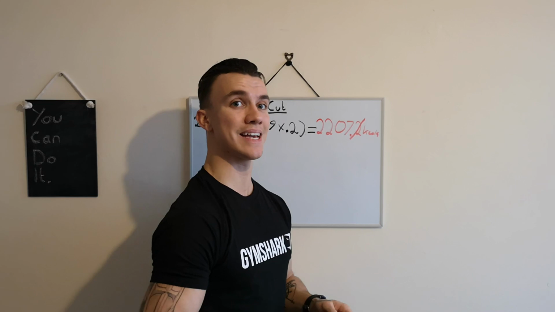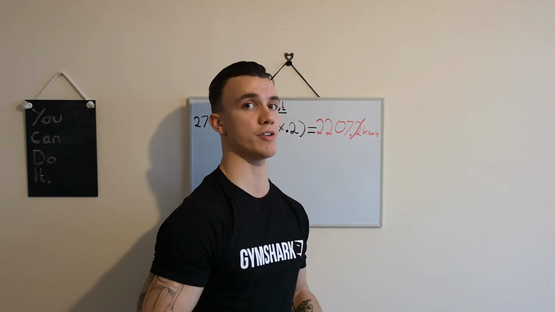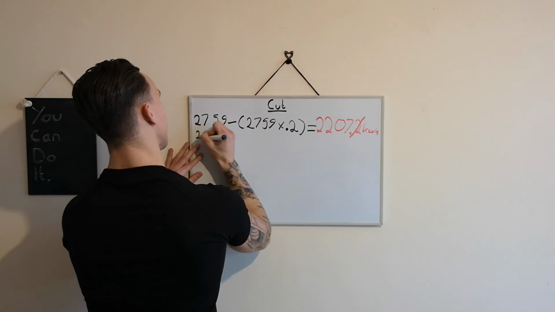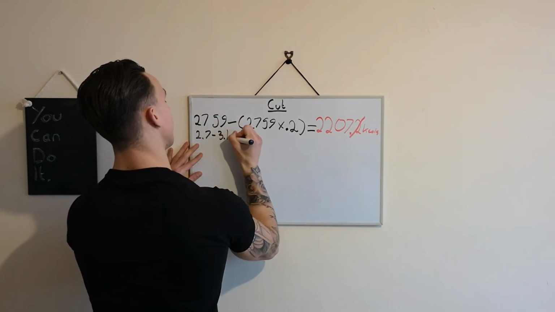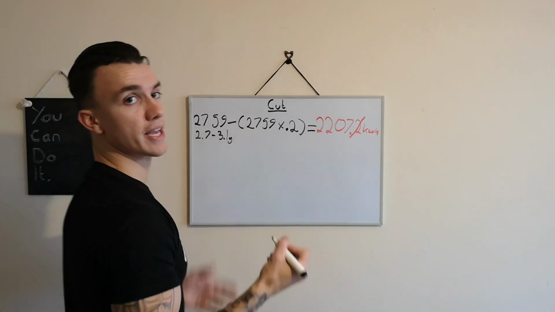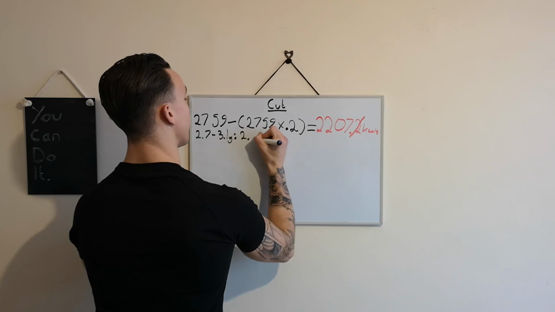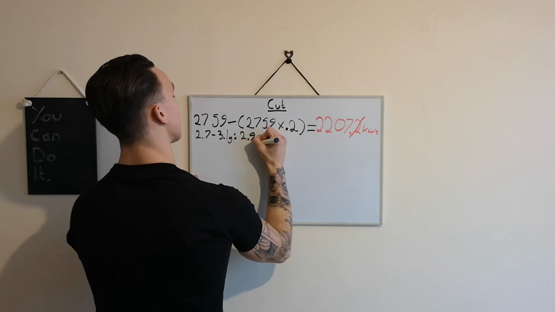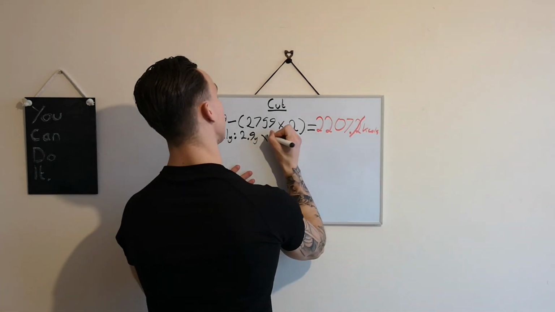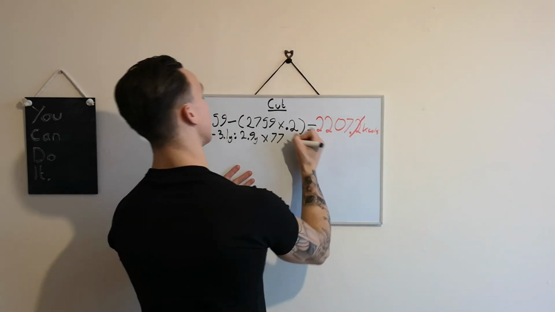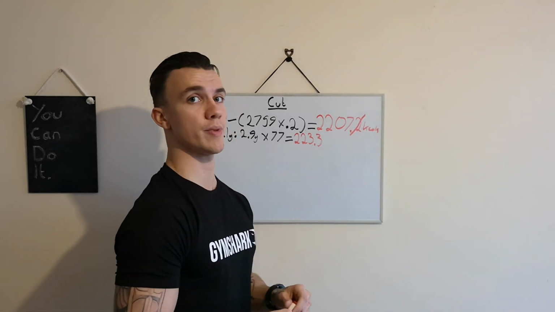So now let's split that into our protein, our fats, and our carbohydrates. We're going to start with protein. So we need 2.7 to 3.1 grams per kilo of body weight. But we're going to go smack bang in the middle, 2.9 grams per kilo of my body weight. So I'm going to be times 77.